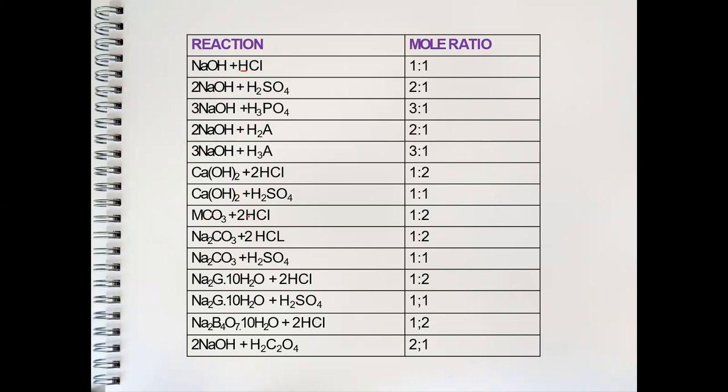Metal carbonate plus HCl is 1:2. Sodium carbonate plus hydrochloric acid, 1:2. Sodium carbonate plus sulfuric acid, that is 1:1. Any hydrated sodium salt plus acid, we call it decahydrated, the one with 10 moles of water of crystallization, plus sulfuric acid, you will get 1:1.